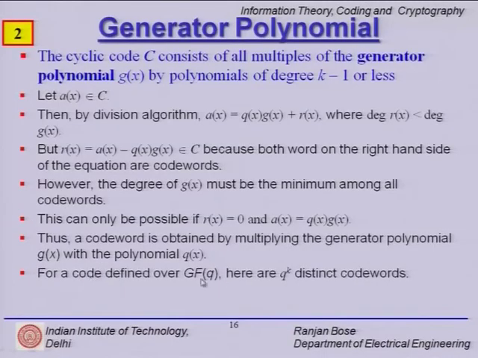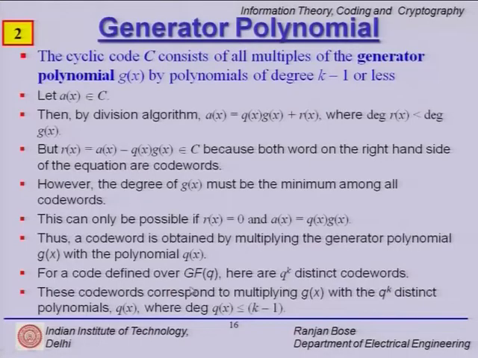So, for a code defined over GF(q), there are q raised to power k distinct code words, and these code words correspond to multiplying this generator polynomial g of x with the q raised to power k distinct polynomials q of x, where degree of q of x is less than k minus 1. So, in this way we show that I can generate the entire code space by simply multiplying my g of x with any arbitrary polynomial of degree k minus 1 or less.